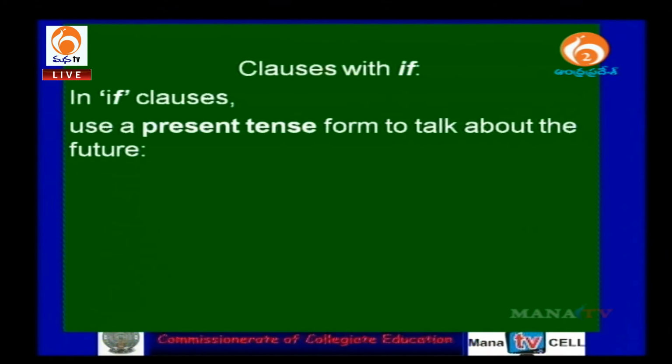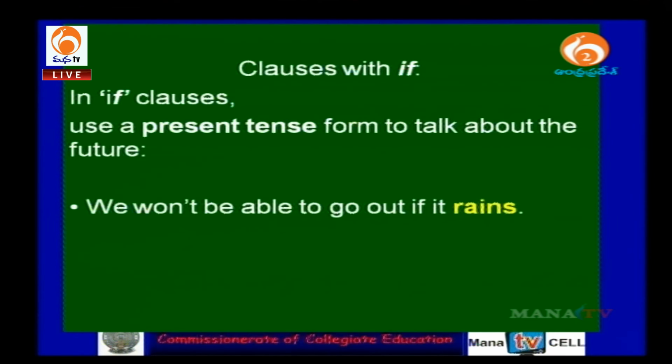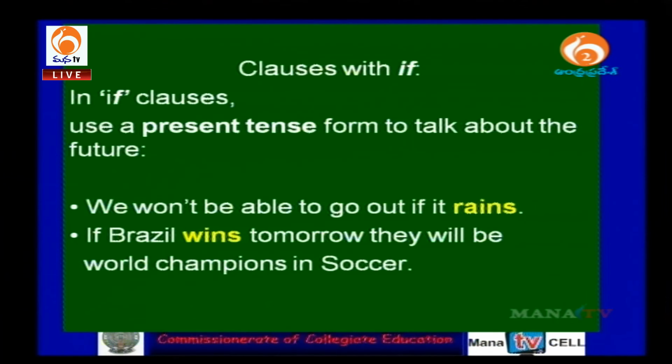Clauses with if. This is the first condition in conditional clauses. In if clauses, if we use a present tense, we normally indicate a future action. Look at the example here. We won't be able to go out if it rains. That means there is no rain. If it rains, that means there is a condition. If it rains, we won't be able to go out. That means here the condition is in present tense. That's why it represents a possible future action. Then, if Brazil wins tomorrow, they will be world champions in soccer.